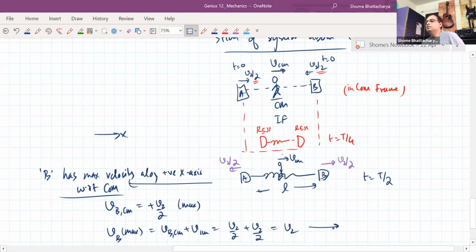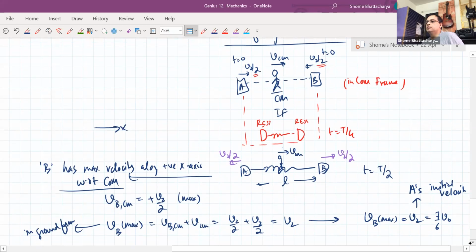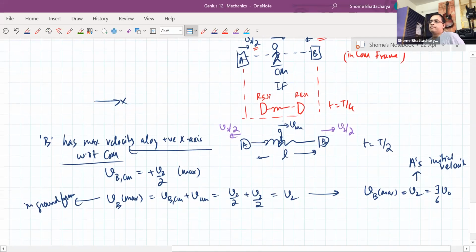That's one way I can understand it. So V_B's maximum value will be equal to V2, which was, by the way, A's initial velocity. And this I am now talking about in the ground frame. So that was equal to 7 by 6 V0, whatever. So that's one way of understanding it.